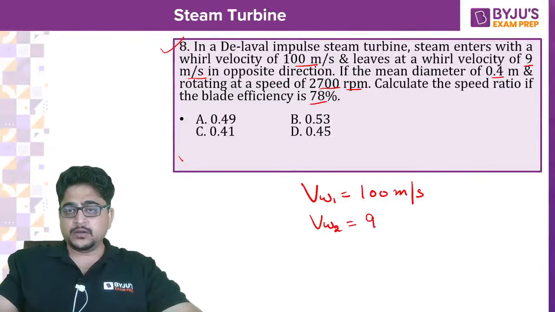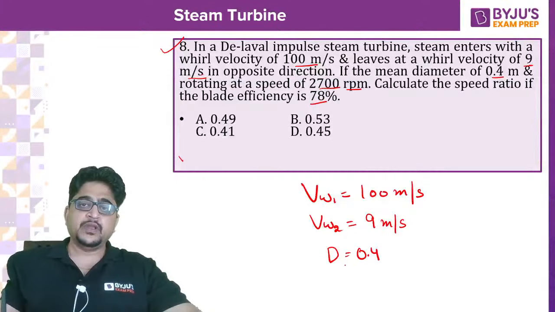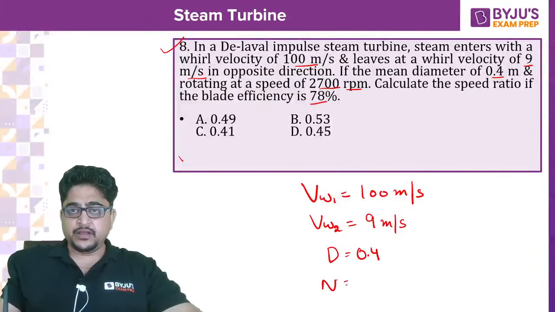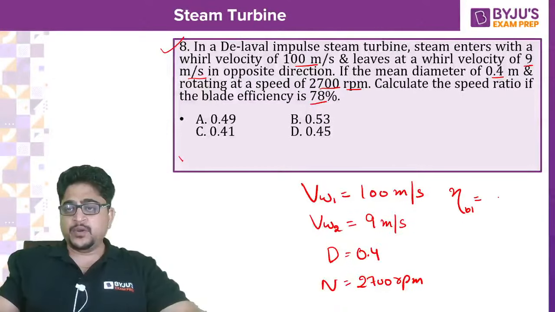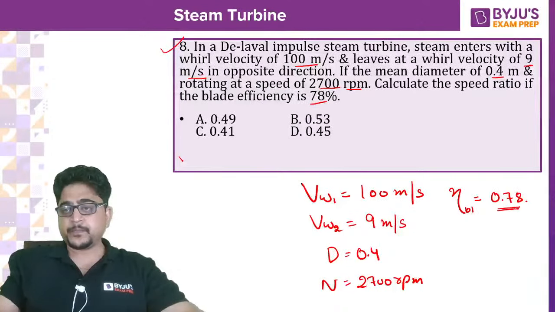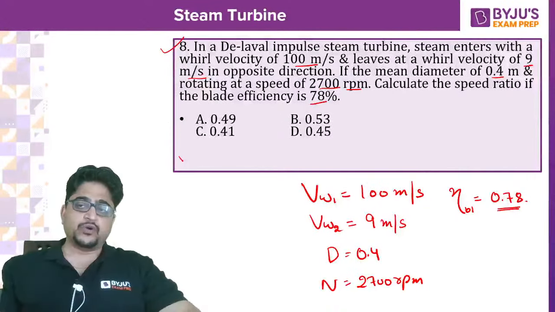What is the mean diameter? Mean diameter is 0.4. What is the rotating speed? Rotating speed is 2700 rpm. Anyone with the answer? What is blade efficiency? Blade efficiency is equal to 0.78.